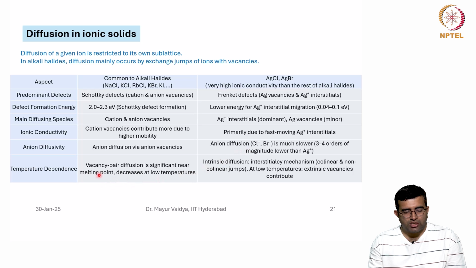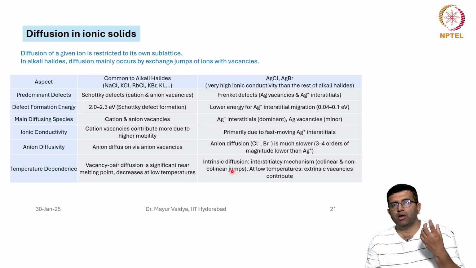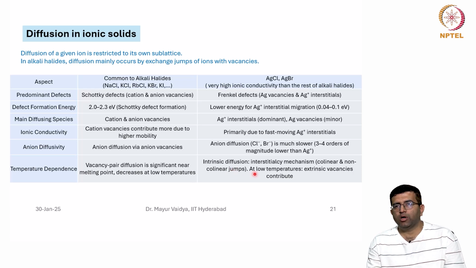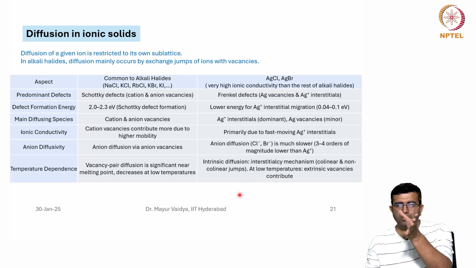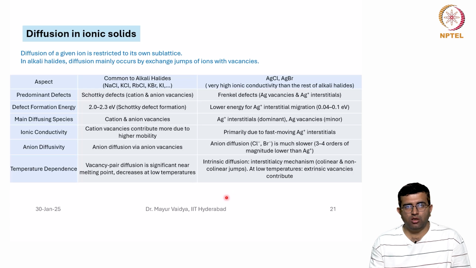Then the temperature dependence: the vacancy pair diffusion is significant near the melting point. It decreases at the lower temperatures. And in the silver halides, the intrinsic diffusion occurs by interstitialcy mechanism, which can have a jump sequence with collinear or non-collinear jumps. At lower temperatures, extrinsic vacancies also contribute. So actually, the extrinsic vacancies contribute at higher temperatures also, but in addition, at lower temperatures, you have the extrinsic vacancies forming complexes with the impurity. So that is an additional contribution.